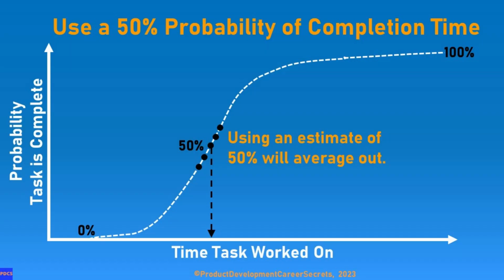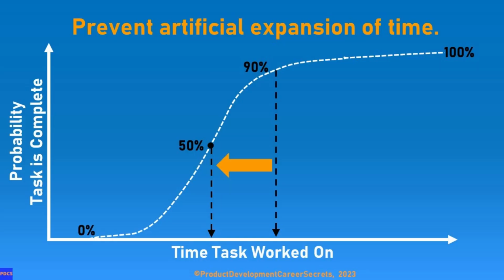Instead of inviting this wasteful expansion to 90% probability, you could estimate the time for a 50% probability of completing the task. Half the task will be completed early, half the task will be completed late. Using an estimate of 50% will average out most of the time. The pluses and minuses will, for the most part, equal out. You're going to get projects done much faster. 50% probability is like 60% less time.